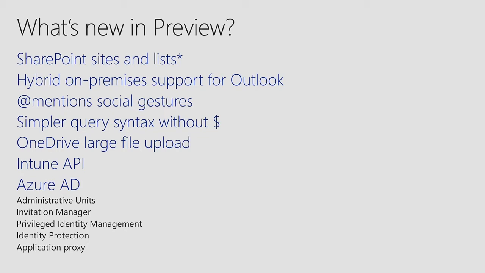What's new in preview? So this one's pretty exciting. SharePoint sites and lists. So the SharePoint sites and lists are now available through the graph. There's still some things that we can't do. It's still in preview, so they're still working on bringing everything online. But we can add items to lists. We can pull items from lists, things like that. We can't create sites yet, but they're working on that.